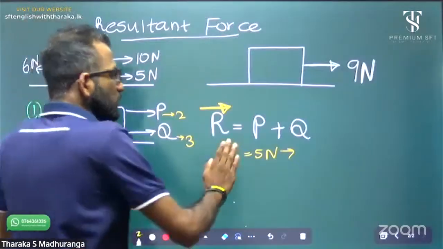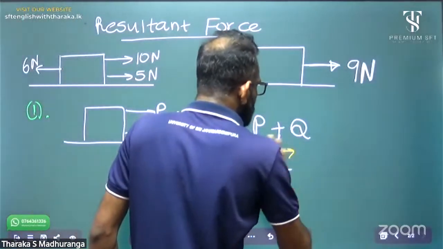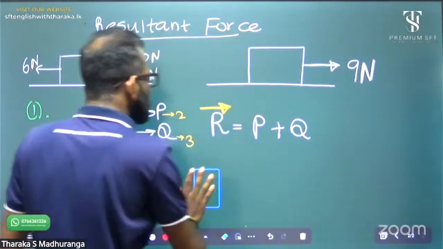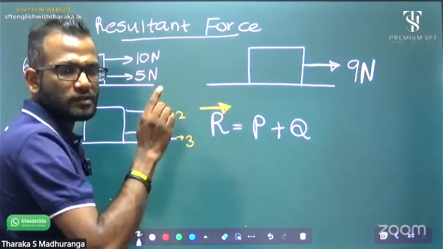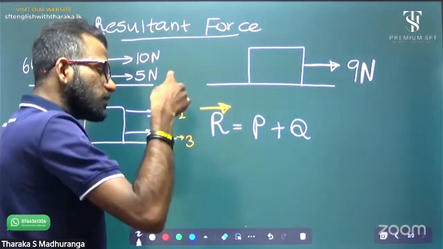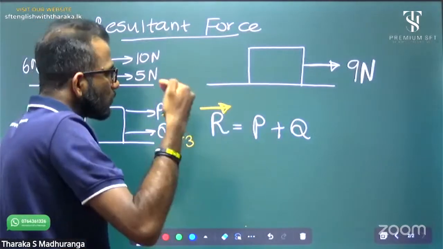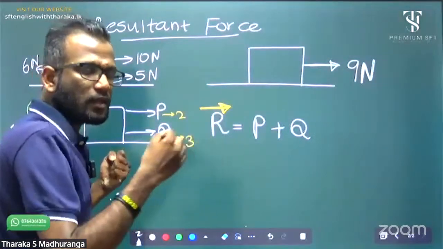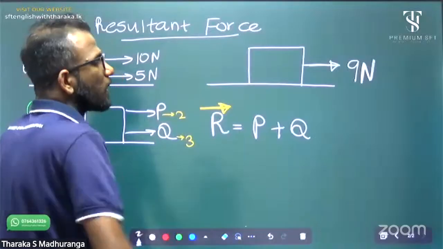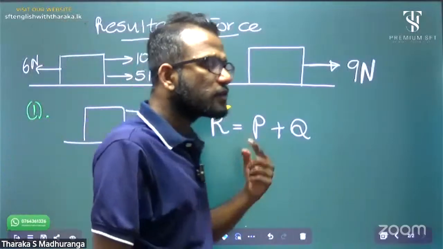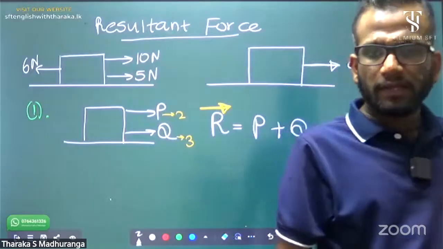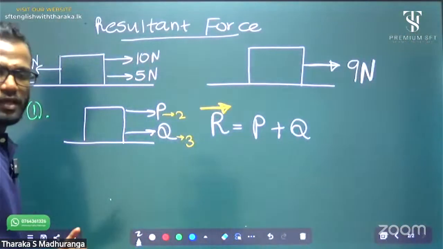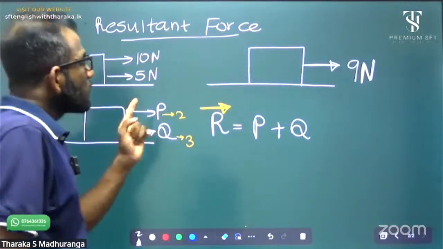Okay, now two forces acting along the same direction. How to get the resultant force? We can get it by adding the two forces. Not only two: if it is 10 forces or any number of forces acting along the same direction, how do we get the resultant force? By adding: P plus Q plus R plus so on. Okay, clear?